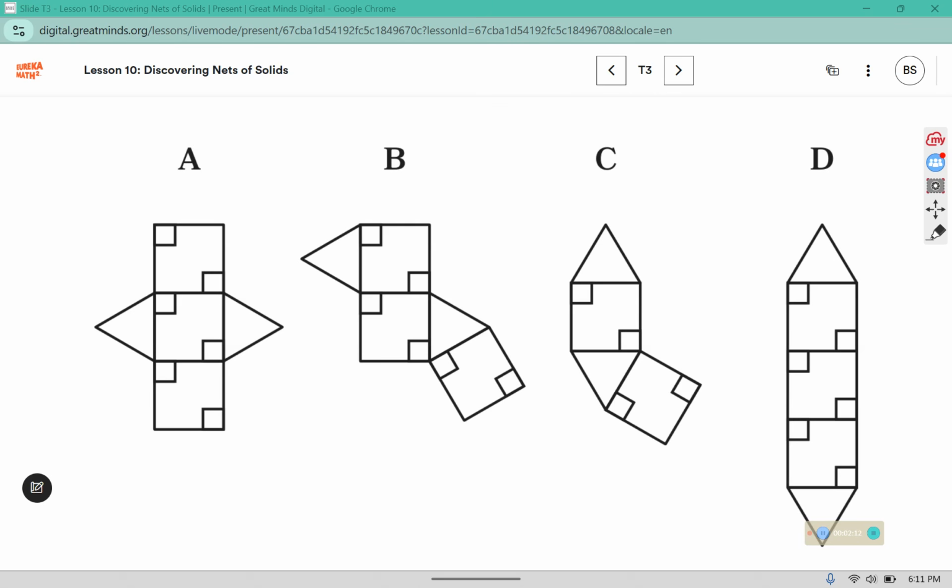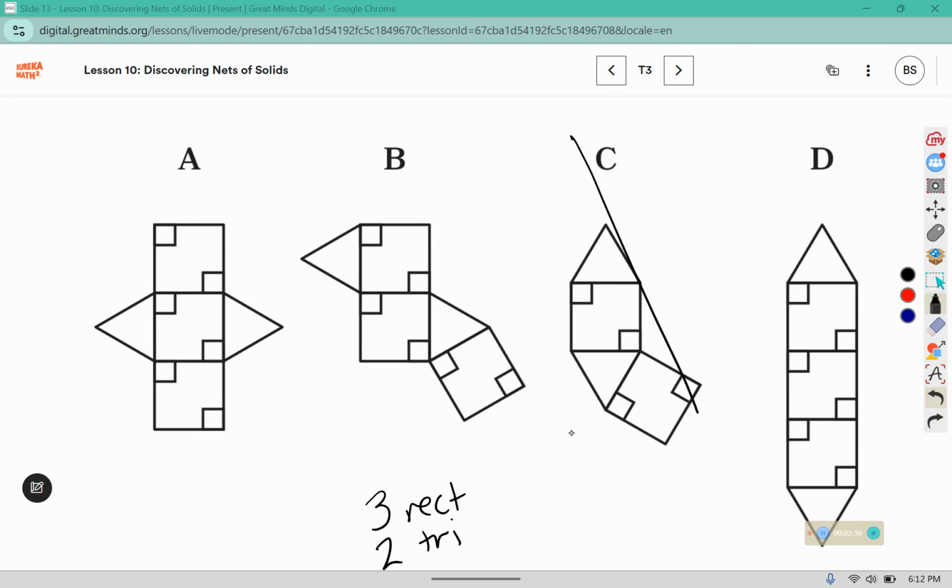Here we have several figures that represent cutouts. Which cutouts do you think could be folded into a triangular prism? Well, we just mentioned that it should have 3 rectangles and 2 triangles. This one only has 2 rectangles, so C cannot be formed into a triangular prism.